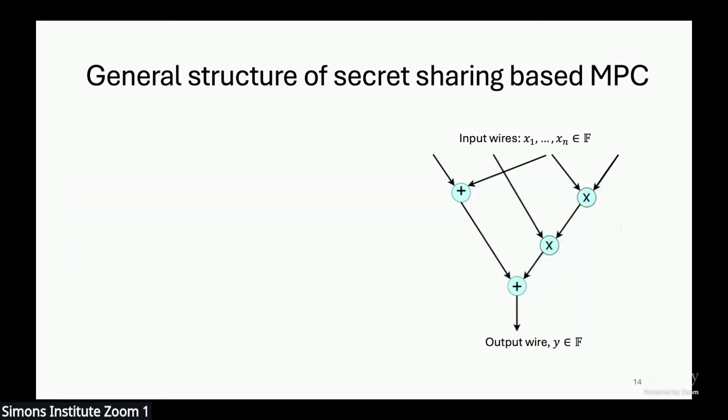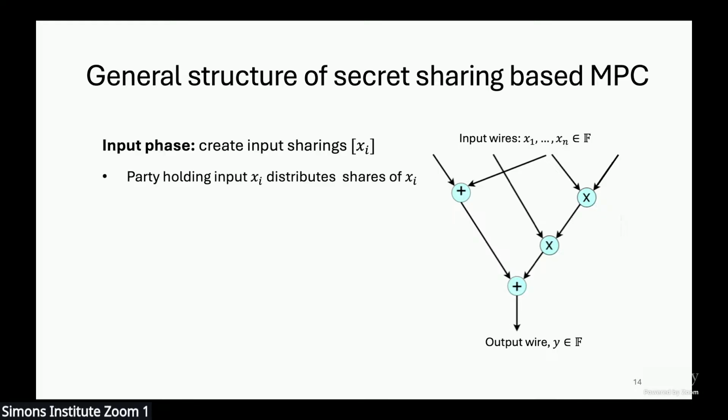Okay, so let's move on to looking at some protocols. And I'm going to start with secret sharing based MPC protocols, which have the same structure, whether you're in the honest majority or dishonest majority setting. The idea is that we represent the function we want to compute as a circuit. It could be a Boolean circuit or an arithmetic circuit over some finite field. And then the protocol starts with an input phase where each party who holds one of the input wires will distribute a random secret sharing of this wire to the parties in the protocol. I'll say more about how you can actually do this secret sharing in a minute.